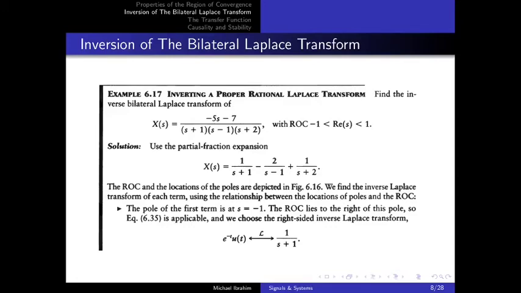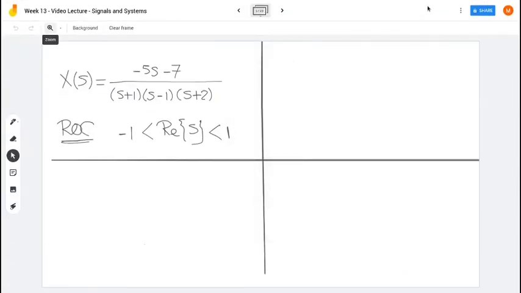So let's move to our whiteboard over here. We have a function X of S of this form, and the ROC is specified to be the real part of S between minus 1 and 1, and the function we have here is a proper rational function. So we can do the partial fraction right away. We can write X of S as a constant A over the first term, S plus 1, plus another constant B over S minus 1, plus a third constant C over S plus 2. And now we need to do the inverse transform.